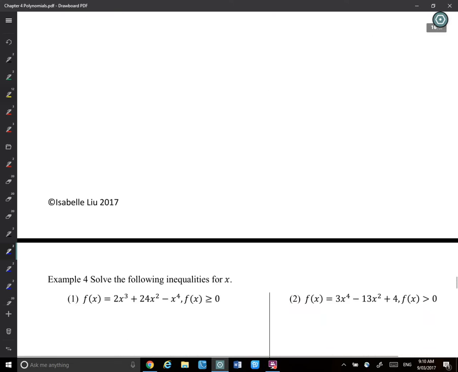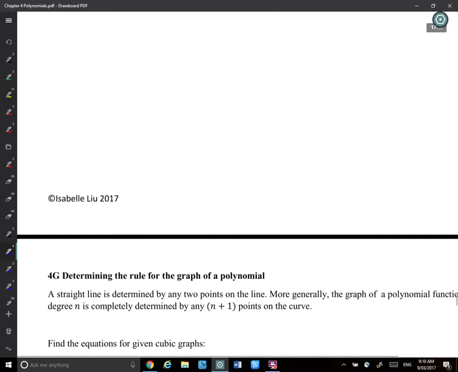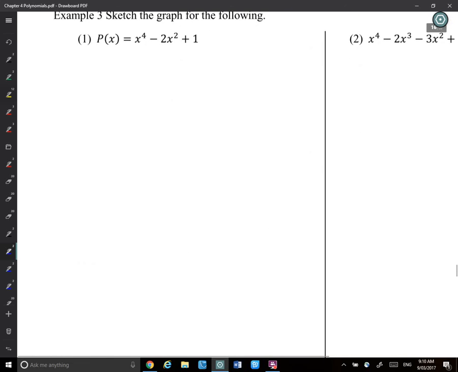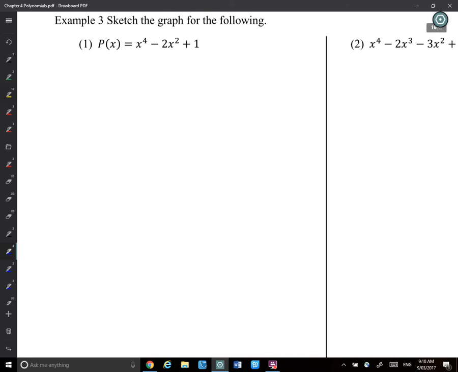Okay, now I want to sketch this graph. How many pages do I have left? At least I want to finish those 2 pages. So sketch the graph of the following, and I want to factorize that first.